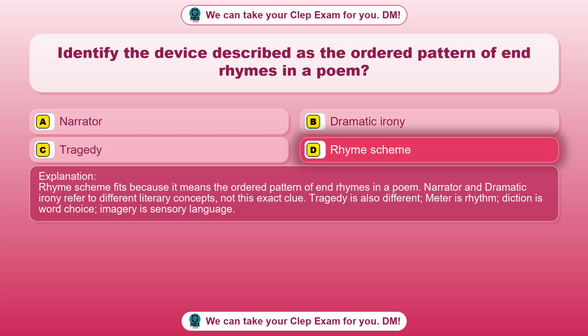Rhyme scheme fits because it means the ordered pattern of end rhymes in a poem. Narrator and dramatic irony refer to different literary concepts, not this exact clue. Tragedy is also different, meter is rhythm, diction is word choice, imagery is sensory language.